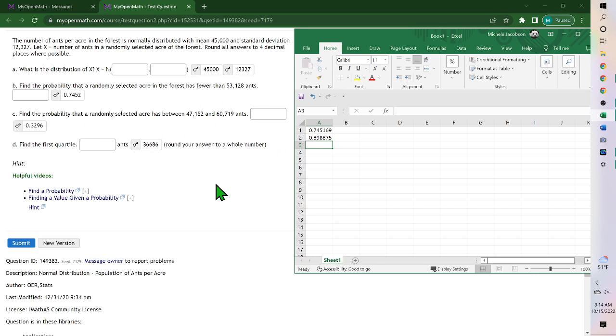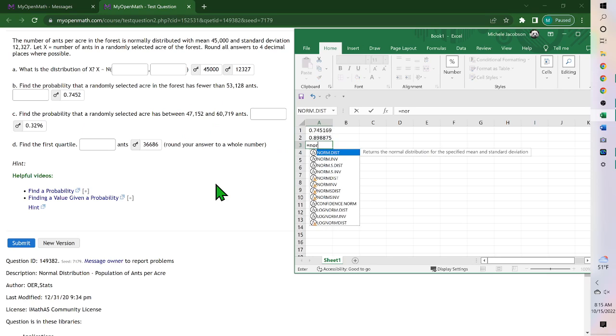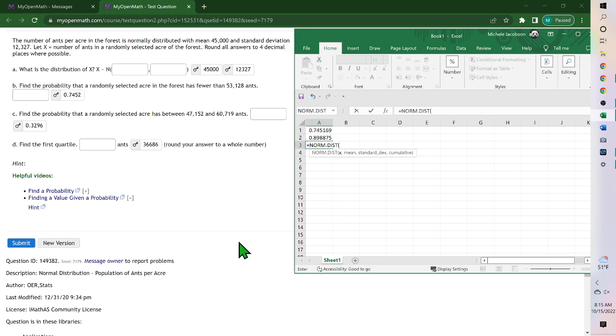Now we find this one, equals NORM, the X value, 47,152, the mean, standard deviation, and 1. And then if you put equals the first one minus the second one and hit enter, there's your answer.